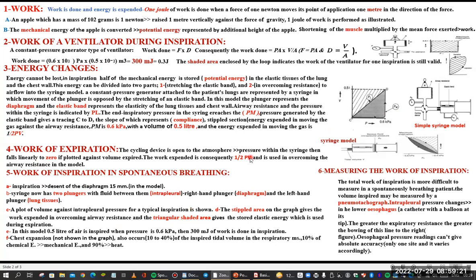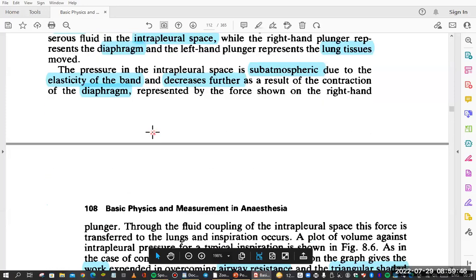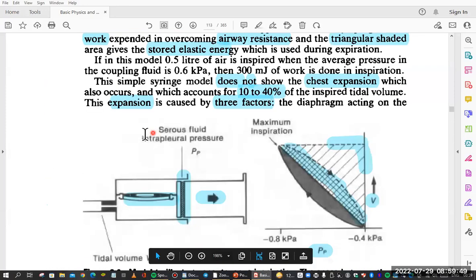The model we presented before was talking about a controlled patient, but now we'll talk about a spontaneous breathing patient. Of course, we know that inspiration descends the diaphragm for such distance, and you can represent the normal respiration also by the syringe model, but in such circumstances, we have two plungers.